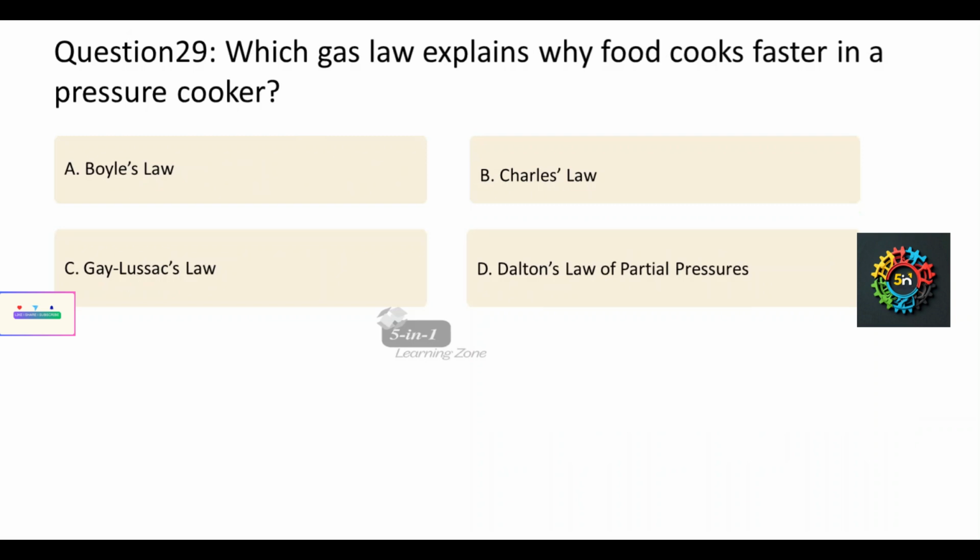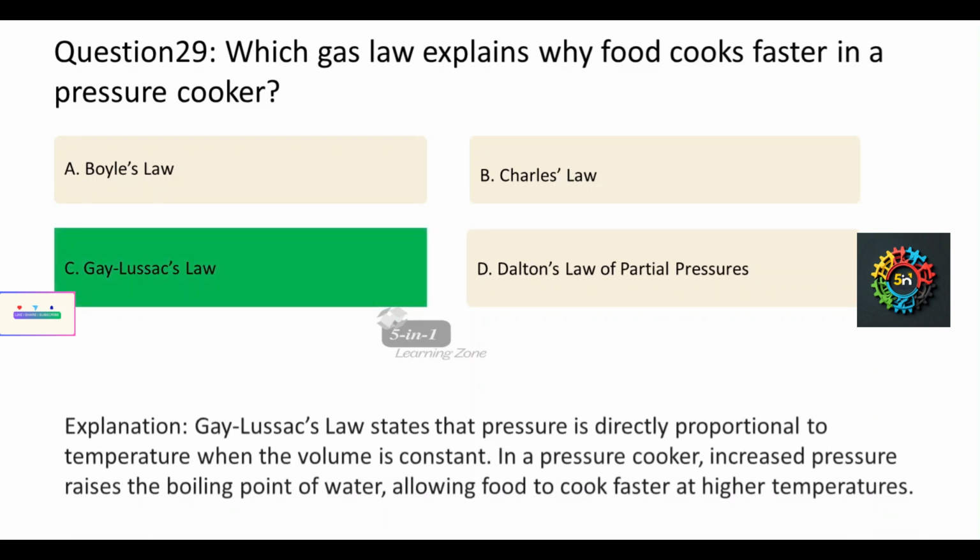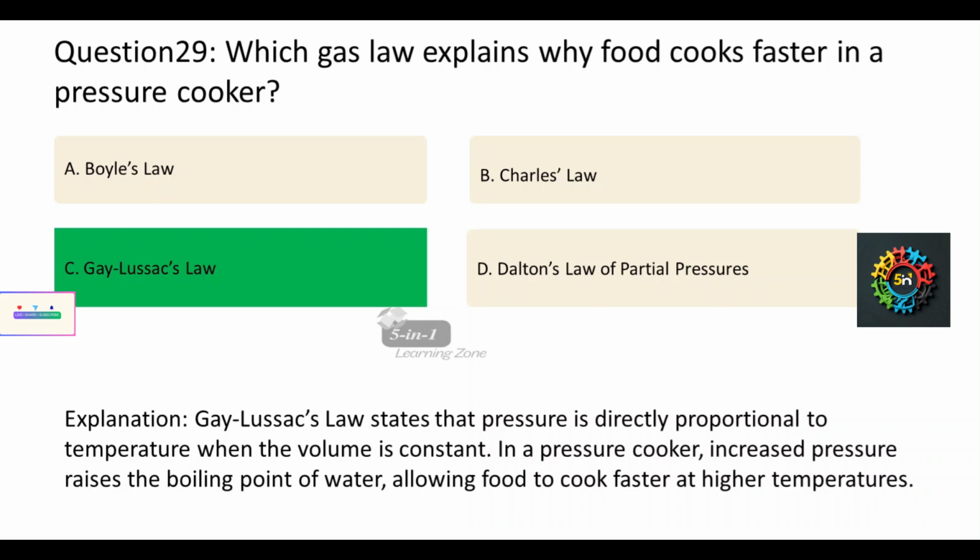Question 29. Which gas law explains why food cooks faster in a pressure cooker? Correct answer: C. Gay-Lussac's law. Explanation: Gay-Lussac's law states that pressure is directly proportional to temperature when the volume is constant. In a pressure cooker, increased pressure raises the boiling point of water, allowing food to cook faster at higher temperatures.